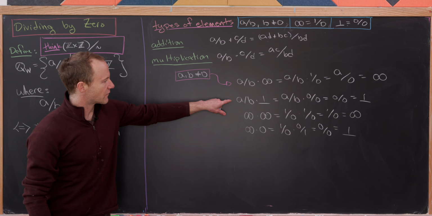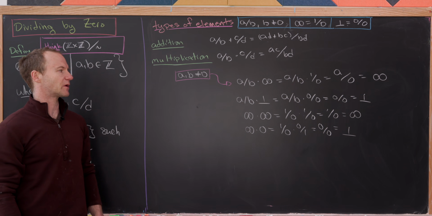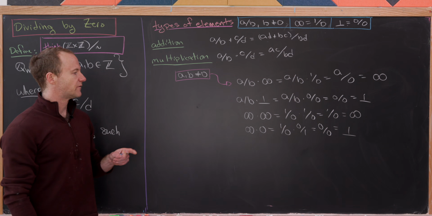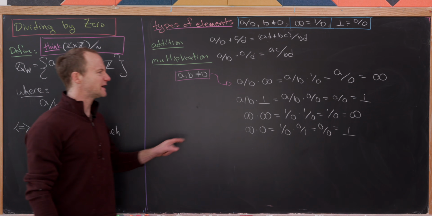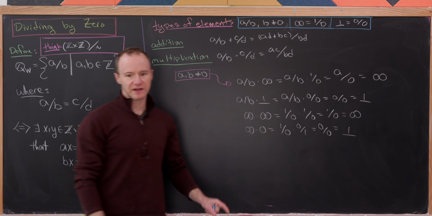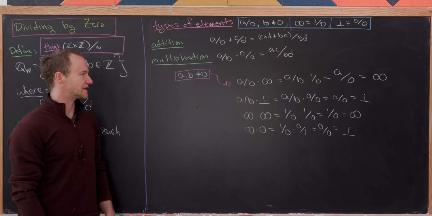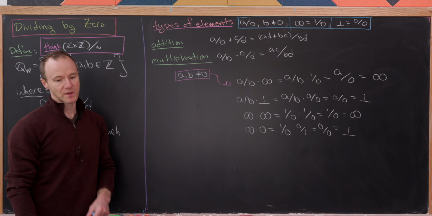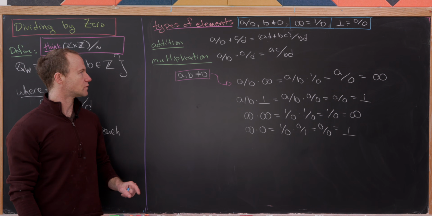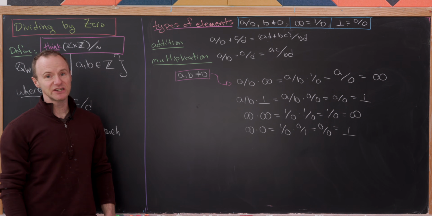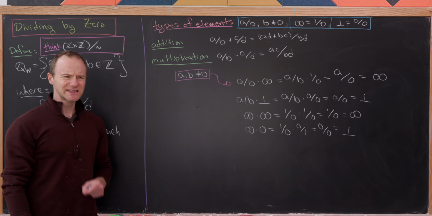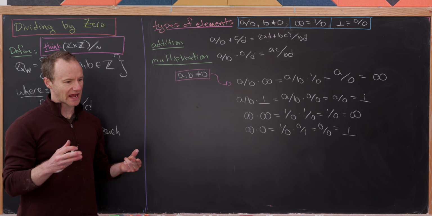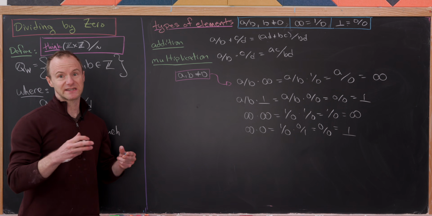Furthermore, this a over b times perpendicular gives you perpendicular actually holds for everything. And that's because we've got this absorption property of 0 in both the numerator as well as the denominator. Okay, so there are some rules for multiplication and addition. And now let's see how multiplication and addition might work together.